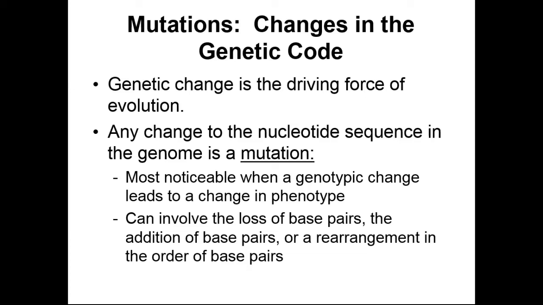In microbial populations, we typically notice those mutations when microbes develop new traits, e.g. antibiotic resistance. These mutations are noticeable when the genotypic change leads to a change in the phenotype, so when we can see a change occurring in the population. These mutations can involve losses of base pairs, sometimes the addition of base pairs, or the mixing and matching, the rearrangement of the base pairs.